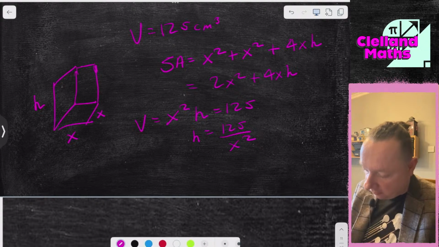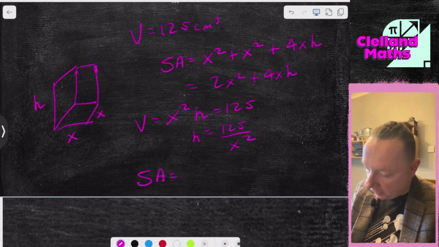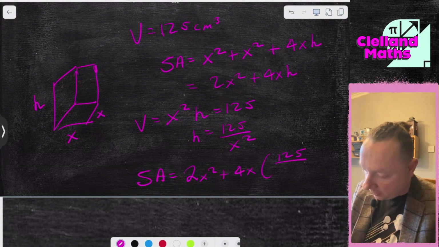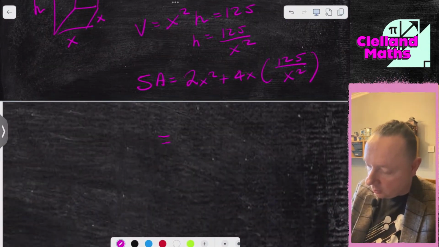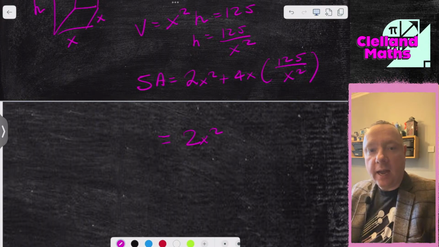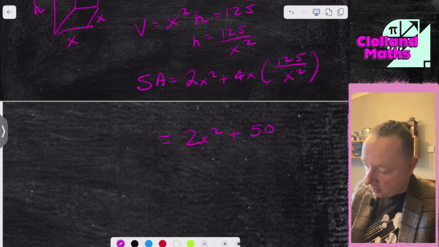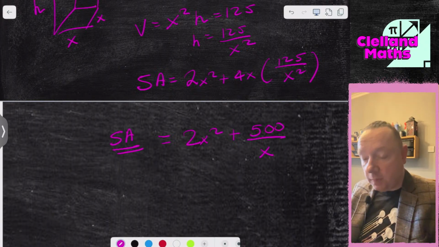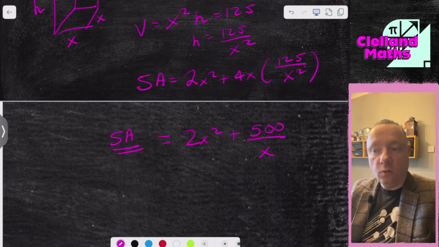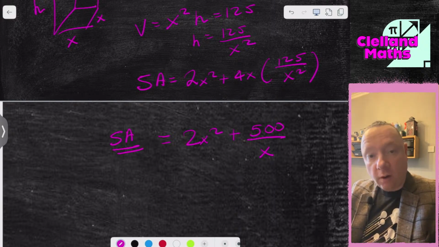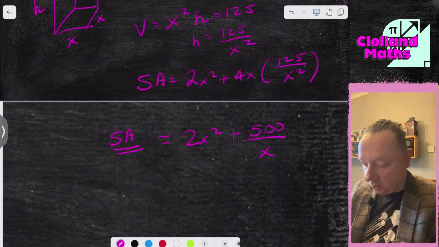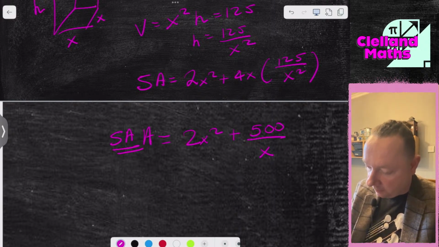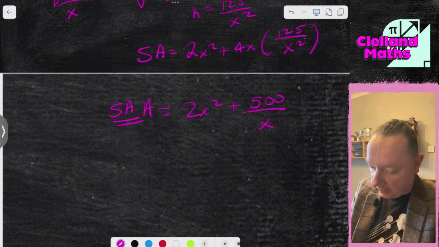So we'll then say that our surface area is equal to x squared plus x squared is 2x squared plus 4x times 125 over x squared, which we can simplify to 2x squared plus, 4 125s is 500, and then x cancels with x, get 500 over x. So that's my surface area. But usually it says show that that is the surface area. So don't worry if you can't quite get there with that, because you'll have a part B which then says minimize. So let's call that surface area A for the sake of it. Then A dash, or dA by dx, for part B.